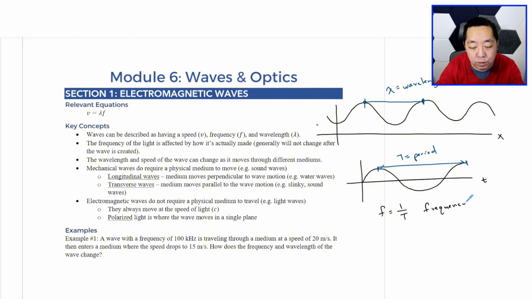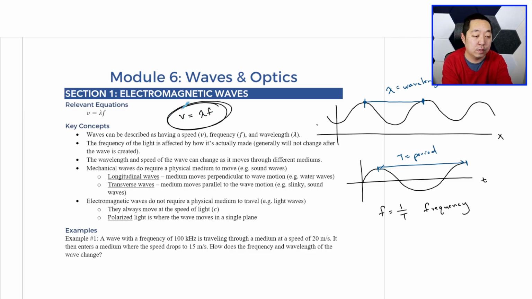These are all parameters of the waves. And basically, how fast the wave moves is equal to the wavelength times the frequency. This is a key equation that we understand in terms of waves: if you take the wavelength times its frequency, it tells you in meters per second how fast the wave is moving.